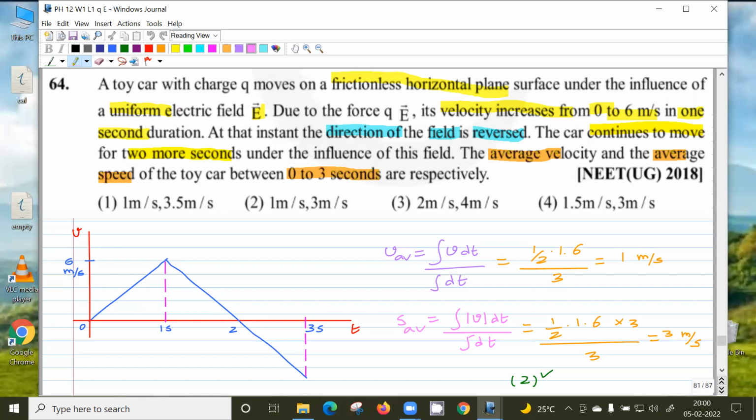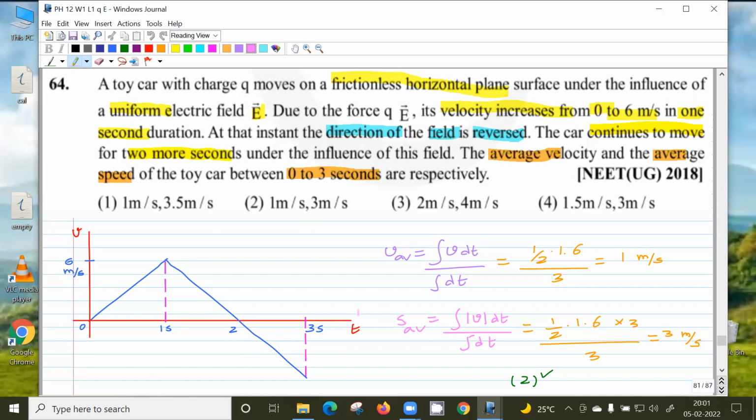Sir, but at 2 seconds the car must stop, no, sir? Velocity is 0, but acceleration is there, no? Acceleration is the force. For the thing to stop, the force has to be 0. Force is the same as acceleration except for the mass. So the force is there in the negative direction. First the force is trying to bring it to 0, and after that it's trying to return it.